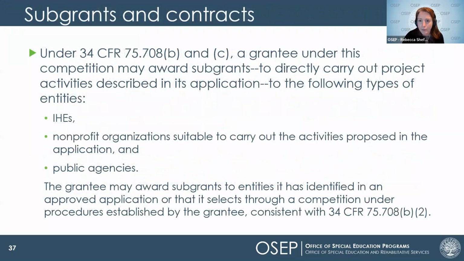Sometimes applicants have questions about the permissibility of subgrants and contracts. Under this award, a grantee under this competition may award subgrants to specific types of entities to directly carry out project activities described in its application. Refer to 34 CFR 75.708 B and C.